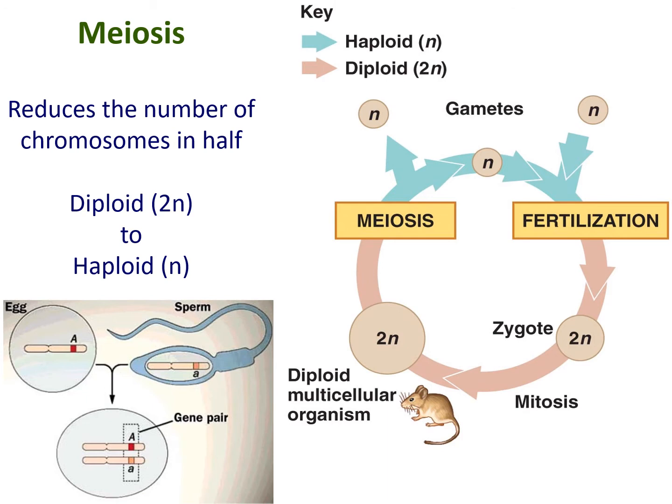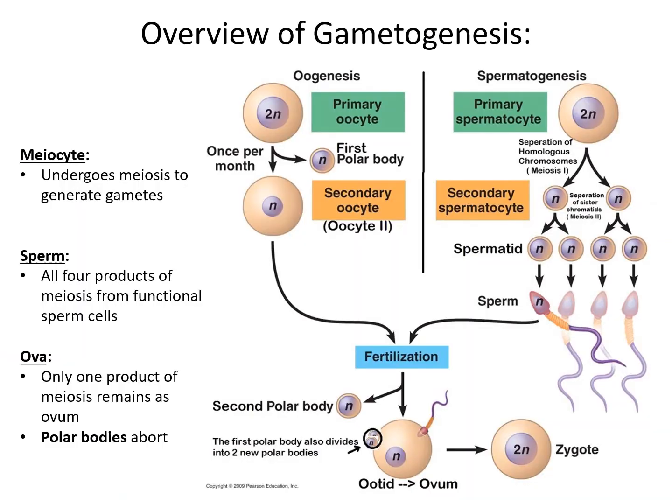Let's do a quick overview of gametogenesis. Gametogenesis is the process by which gametes are made. Remember that meiosis consists of 2 divisions, meiosis 1 and 2, and we start with 1 diploid cell and we get 4 haploid cells. Or at least that's what we've said so far. Things are a bit different in females. But let's start with spermatogenesis, that's the production of sperm in males.